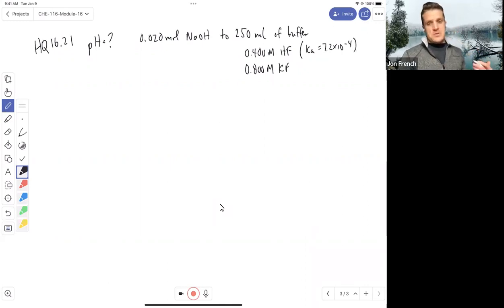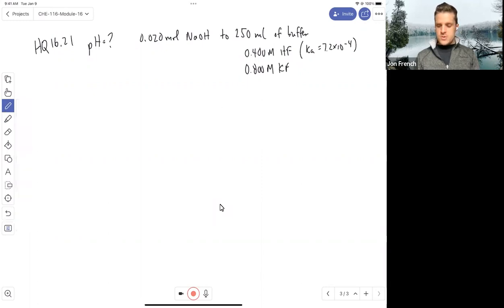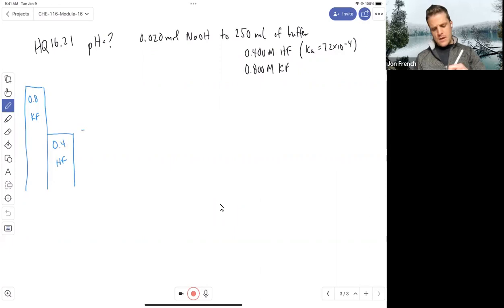So again, Henderson-Hasselbalch equation, right? We've got our weak acid, its conjugate base, but we have to do one thing before we do that. And to maybe help visualize that, I would draw it as something like this. Here's my 0.8 molar potassium fluoride and my 0.4 molar HF. To that, I'm going to add the sodium hydroxide.